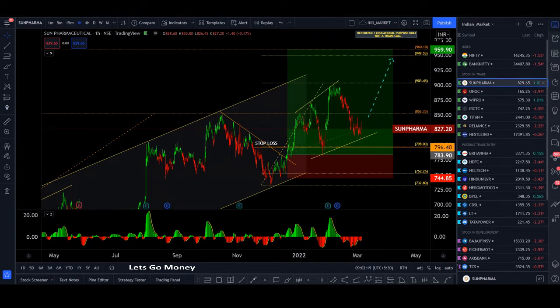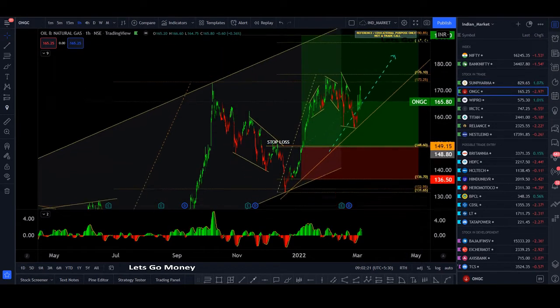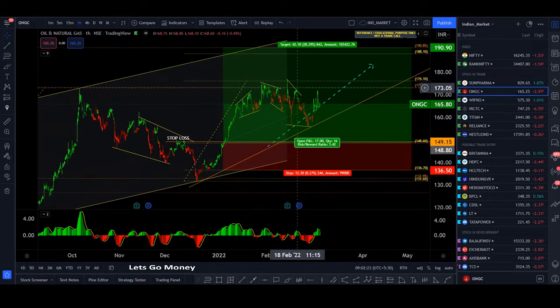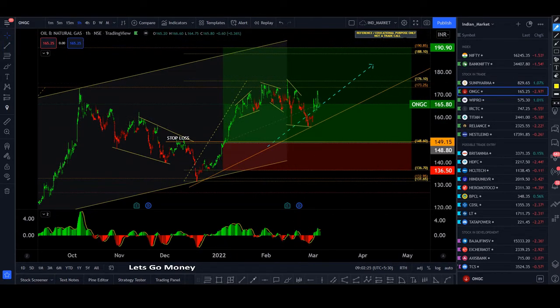And then ONGC. ONGC made a very good move. It did a drop, completed the ABC wave, and now it is in the upward move. We don't expect it to run away, but it might do this to complete the wave, and then we are expecting this move up. Next month will be almost sideways to a little bit of uptrend is what we are expecting. Maybe if the oil price shoots up, possibly this can even go up, we never know.